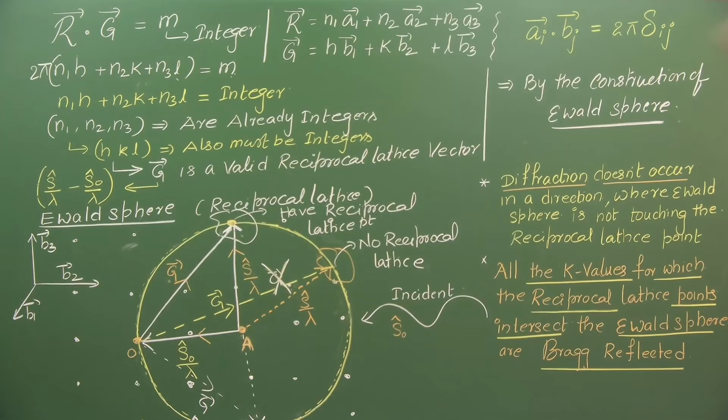check whether the diffraction occurs or not in a particular direction. In which direction we will get the diffraction or Bragg reflection. I have written these points, please read. All the k values for which the reciprocal lattice points, because each reciprocal lattice point represents a k value, intersect the Ewald sphere are Bragg reflected.